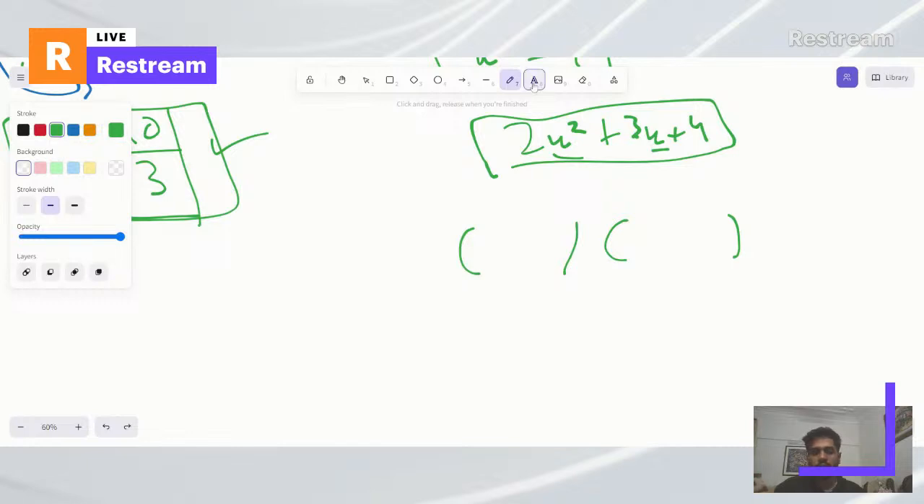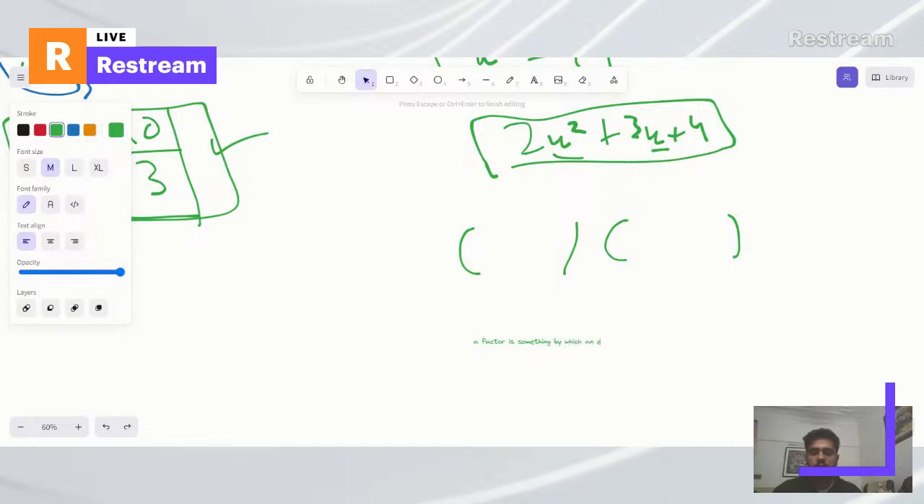A factor is something by which an expression or an equation, both of them, can be divided, and which leaves 0 as a remainder, right?